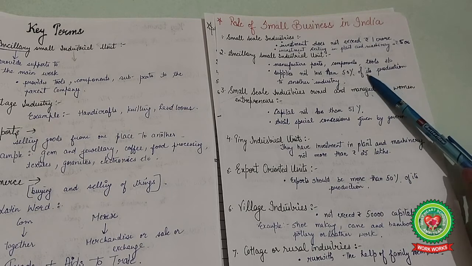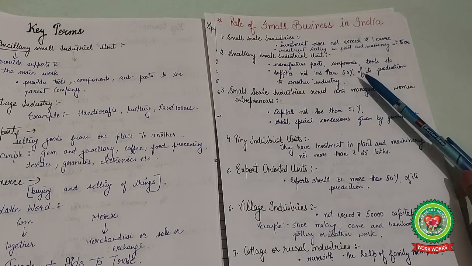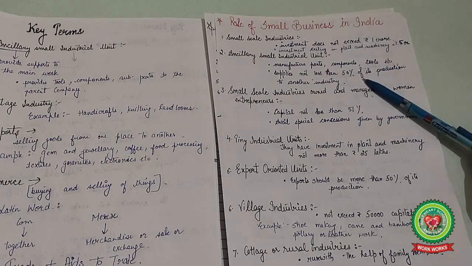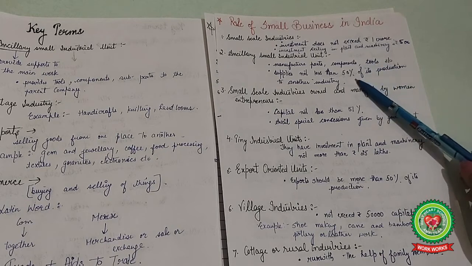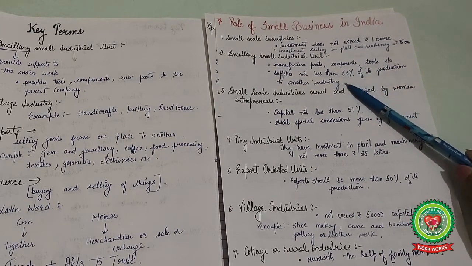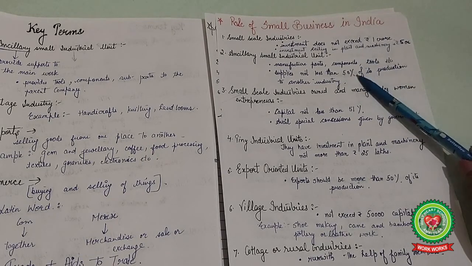Likewise, if we want to make a cycle, there are various products that are used to make that one product. So these tools or various products should be taken from these units. If the industry is an ancillary small industrial unit, it supplies not less than 50% of its production. Then it is known as an ancillary small industrial unit.